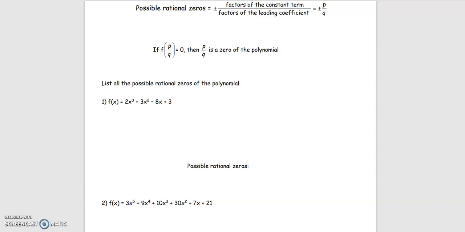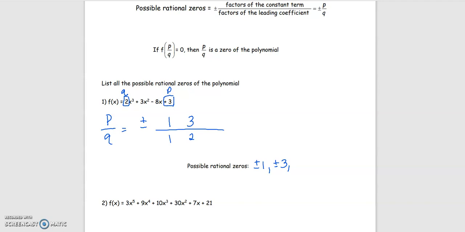So it's going to be P over Q, and this is my P, the constant, and this coefficient is my Q. So I'm going to put all the factors of 3 with the plus minus, so 1 and 3, over all the factors of 1 and 2 for the coefficient there. So I can take 1 over 1, I could take 3 over 1, so positive and negative 1, positive and negative 3.